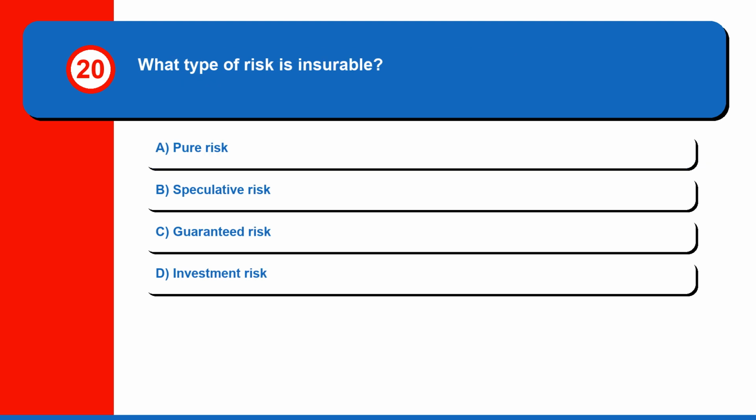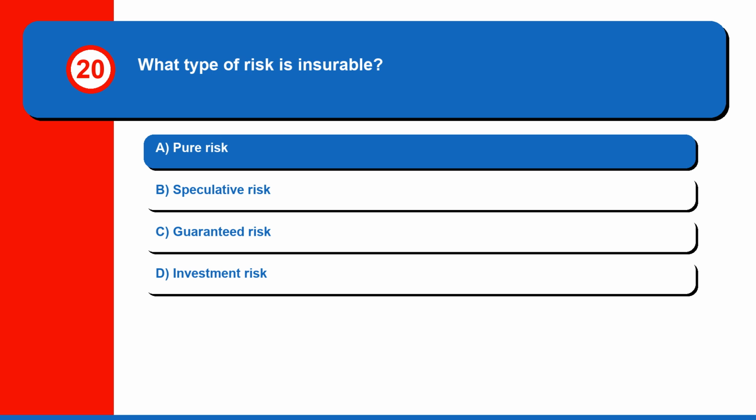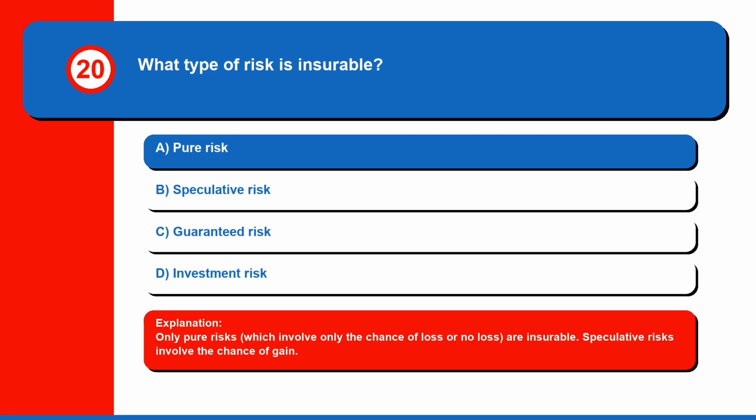Question 20. What type of risk is insurable? A. Pure risk. B. Speculative risk. C. Guaranteed risk. Or D. Investment risk. The correct answer is A. Pure risk. Only pure risks, which involve only the chance of loss or no loss, are insurable. Speculative risks involve the chance of gain.